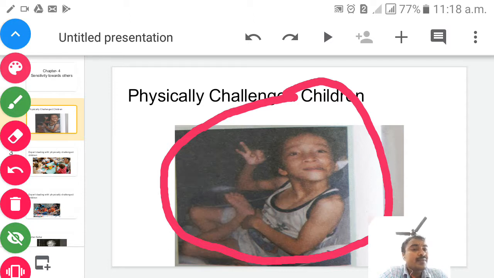For whom, children? For Saloni. What kind of child is she? She is a physically challenged child. She remains quiet and does not interact with other children. Children, as you know, she is suffering from a disease called cerebral palsy. So due to that, she remains quiet and does not interact with other children.